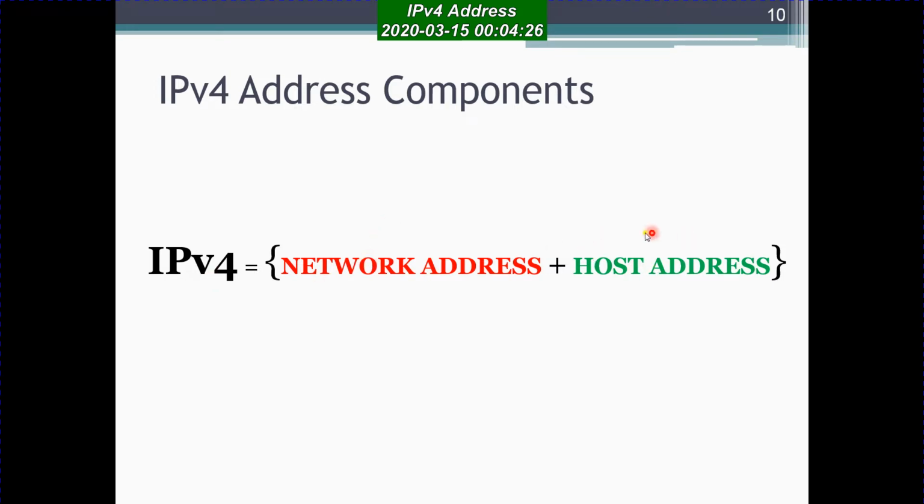Also, we should be able to extract the host address from the IP address as well. But if we deal with the network address alone, it cannot be considered a valid IP address. So you cannot assign a network address to a computer. If you deal with the host address alone, you also cannot assign it to a computer or to a device. A device needs an IP address, and an IP address is simply a combination of these two parameters.